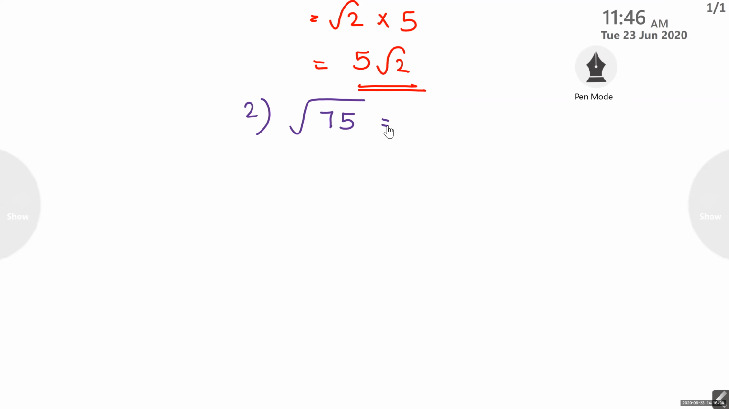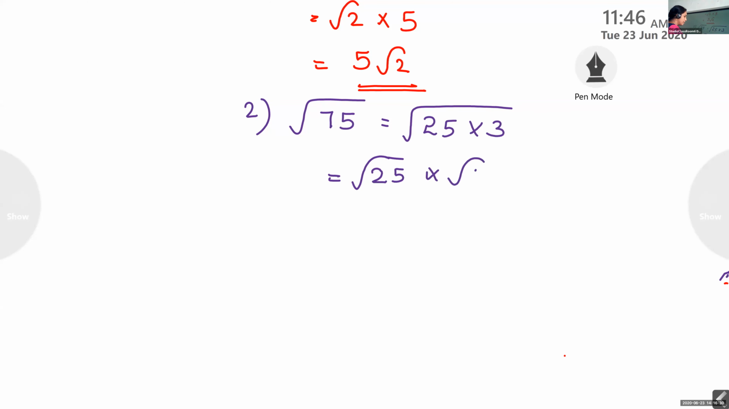Okay, so root 75, how will you write? A combination of a perfect square and an ordinary number. 25 into 3. Very good. So it is root of 25 into 3, and you can make the roots separate. Root 25 into root 3. So what will be the answer? 5 root 3. Good.